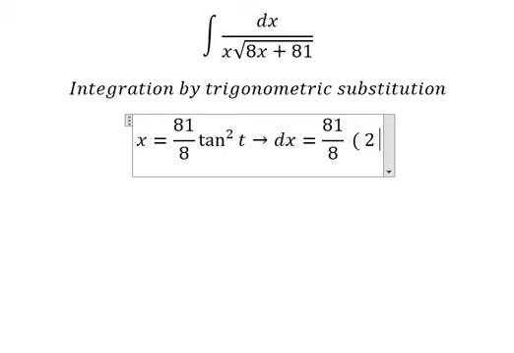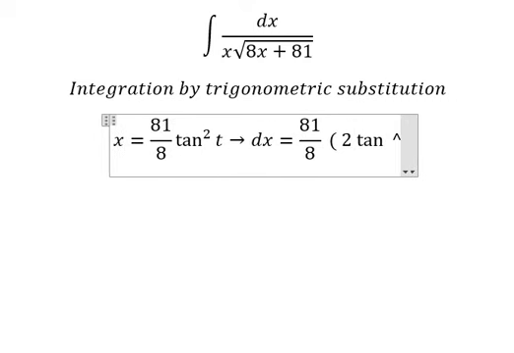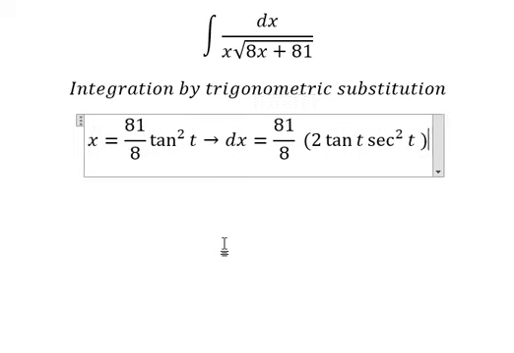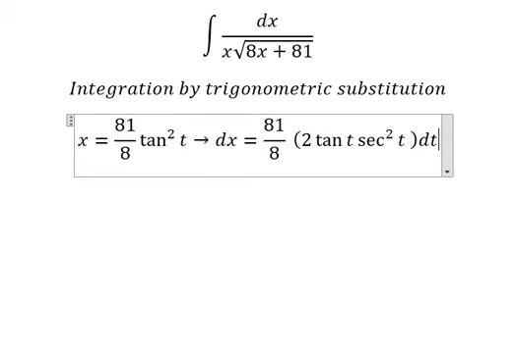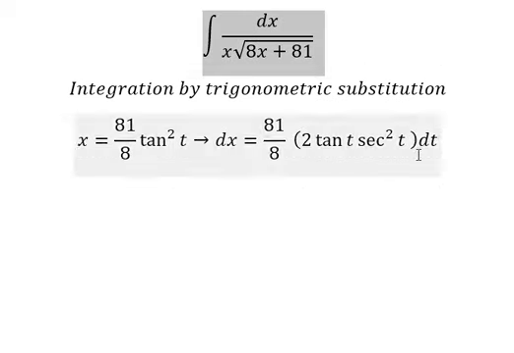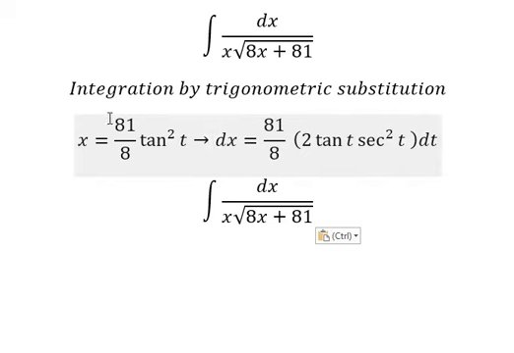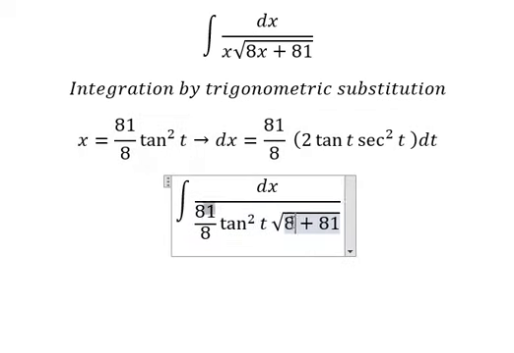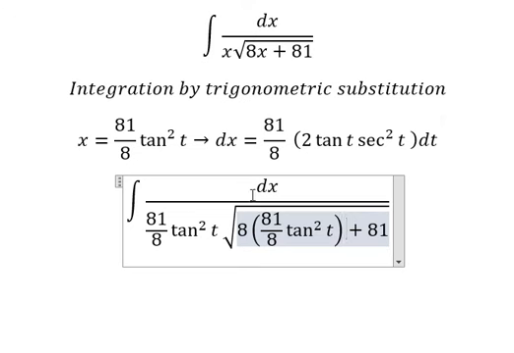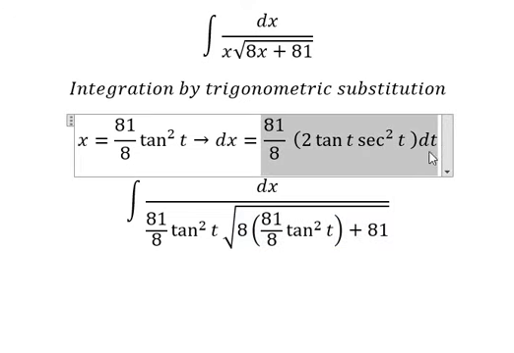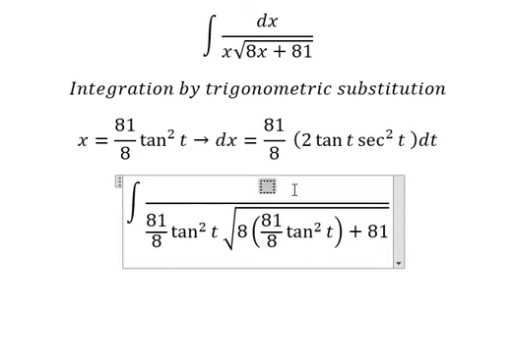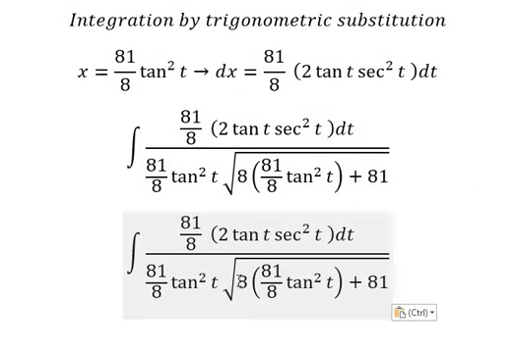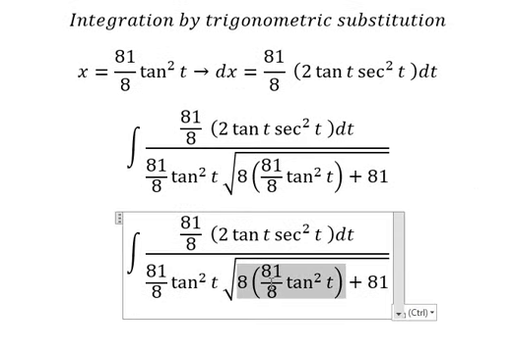and we have number 2 tan t, and we have secant of t square dt. So I will put this one gone here, this one gone here. ds we change by this one. So number 8 and number 8 we cancel.